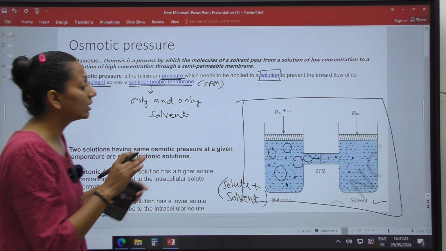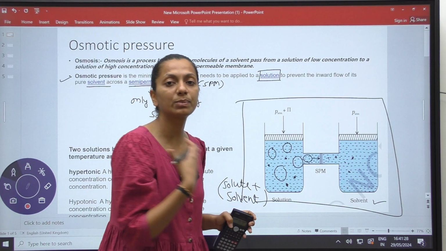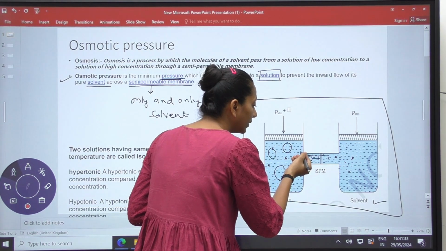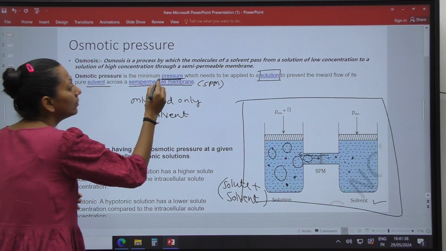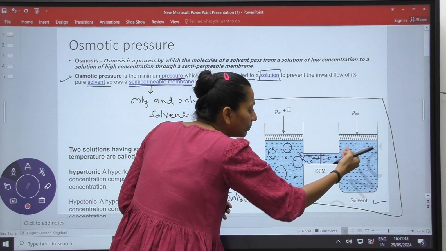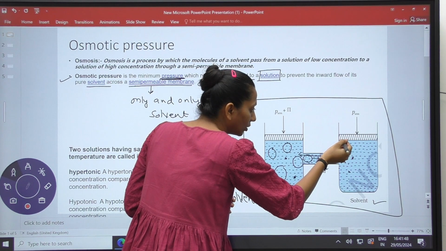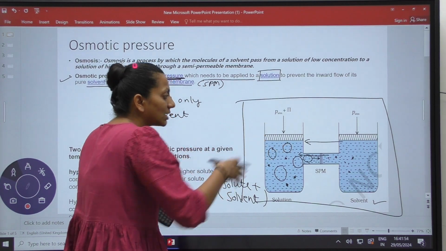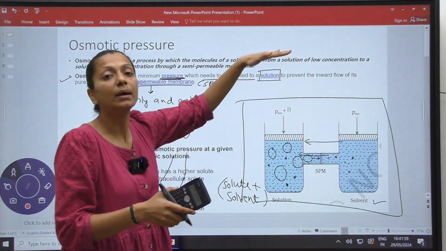To minimize or remove this pressure, what will happen? The solvent molecules are going to flow from the solvent part towards the solution part. See what is written here: the minimum pressure which needs to be applied to the solution. When the solvent particles move from the solvent side to the solution side, what will happen? On the solution side, we have to apply a pressure.